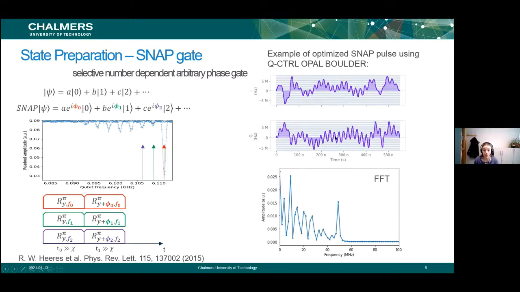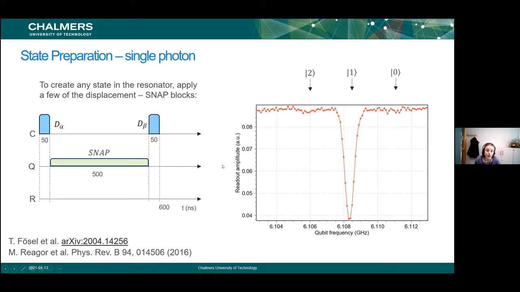And here just an FFT of one of these pulses, just to show that it's quite wide in frequency. So it's actually driving all of these transitions at the same time, just manages to refocus them just the way we wanted them. So now if you can do snap gates and you can do displacements, using these blocks, you can not only create any state in the resonator, so there is a proof that they are universal, but you can also, with few of them, efficiently do it.